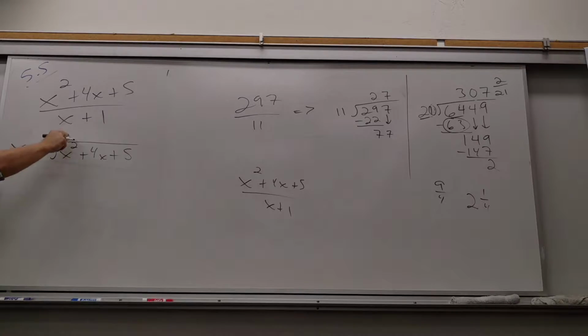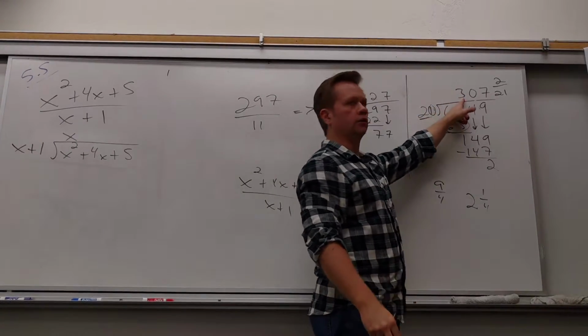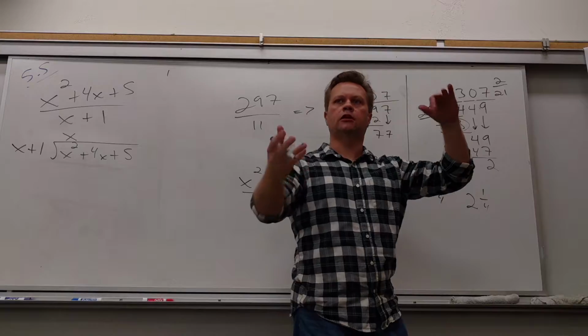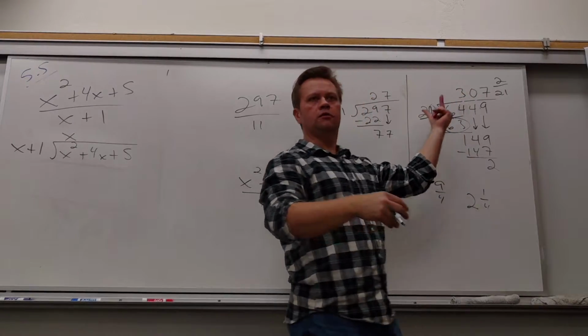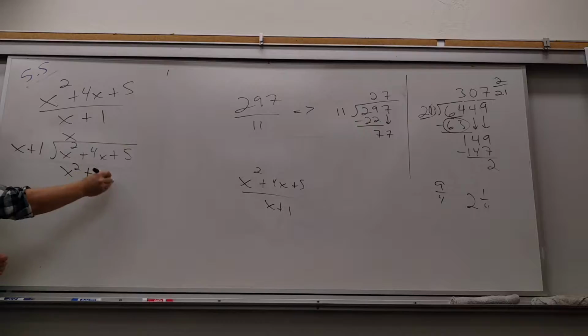X times what is x squared? X. Isn't that like 2 times what is 6? 3. So that's why we put a 3 there, isn't it? And then we multiply 3 by 21. Alright. So look at the first part. X times what is x squared? X. X times x? Yeah, that's what we just said. So that's x squared. X times 1? X. Is x.